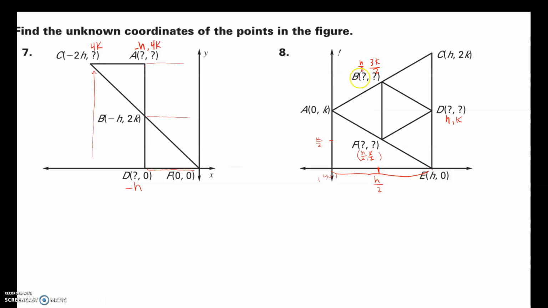Then to figure out for my b, I'm going to go over the same distance from my origin over to f, which is h over 2. So I'm going to go over h over 2. And then to figure out my height, I know that I'm going to go from here to here. For my a, it's k. But going from here to here, for the c, it's going to be 2k. So I really want my midpoint, and that's where I get my 3k over 2.